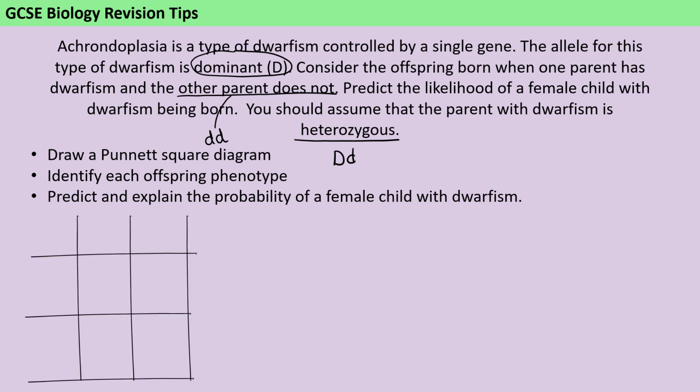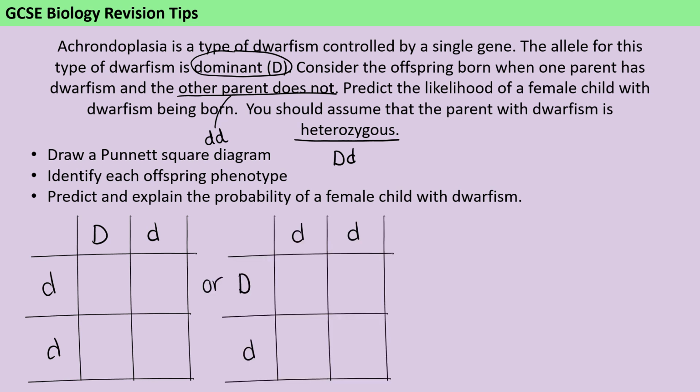Next, we need to draw our Punnett square. So we're going to add in the parental gametes. Each parent has 2 different alleles, and each gamete is going to get one of those alleles. So for instance here, I could have my parent with dwarfism who is heterozygous at the top. So one egg or sperm has the dominant allele and the other has the recessive allele, and then the other parent only has recessive alleles, so both of their gametes are going to have recessive alleles. And it doesn't matter which way round I've drawn it, so I could have the parent with dwarfism at the top or down the left hand side. Either one of those would be fine.